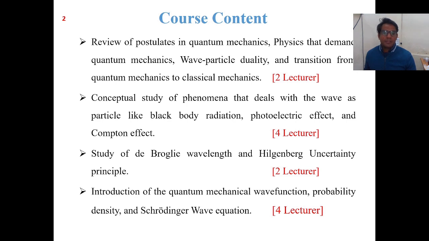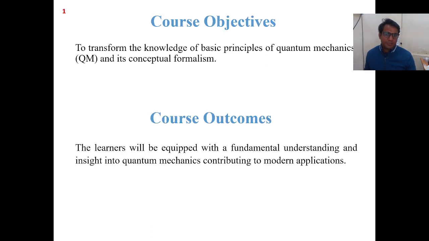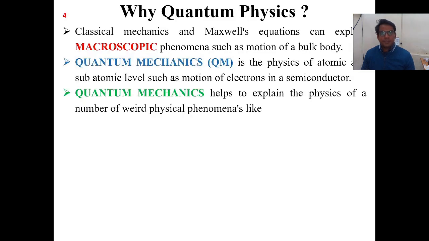In the second week, we will discuss the de Broglie wavelength and Heisenberg uncertainty principle. And in the last, we will discuss the wave function and probability density nature of quantum mechanics and the Schrodinger wave equation. The objective of this course is to transfer the knowledge of basic principles of quantum mechanics and its conceptual formulation. By the end of this course, the learners will be equipped with a fundamental understanding and insight into the quantum mechanical contribution to modern applications.